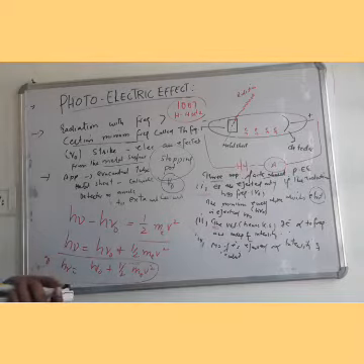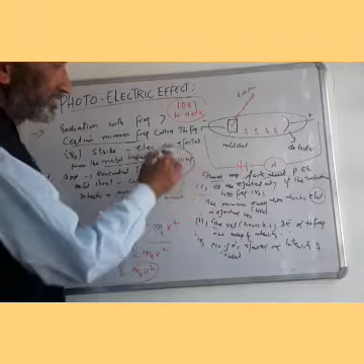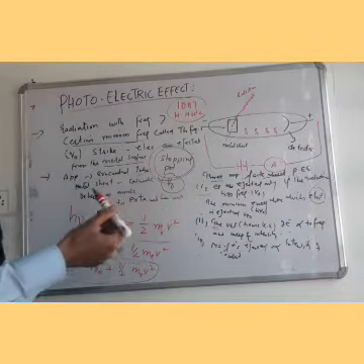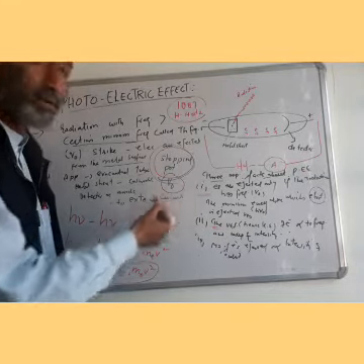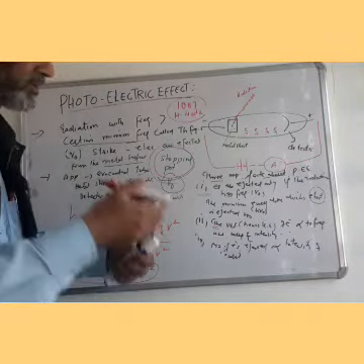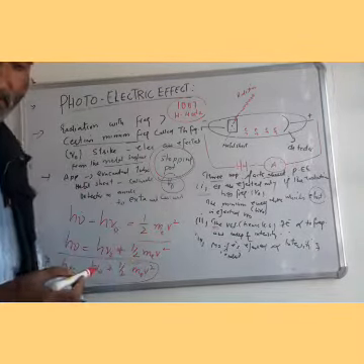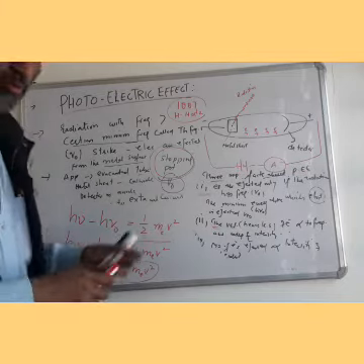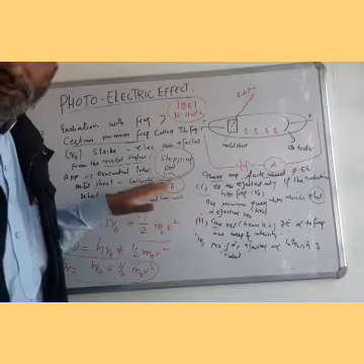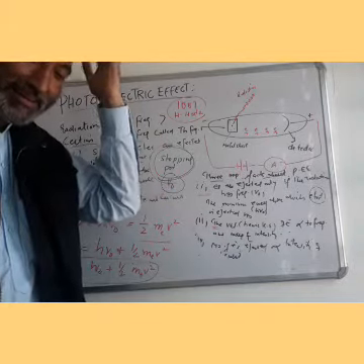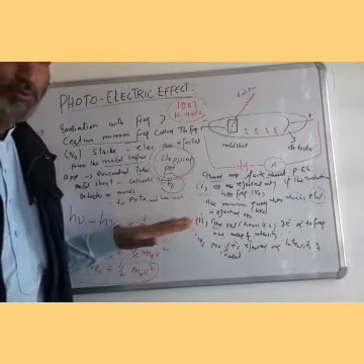So one more point is stopping potential. What is stopping potential? This is the potential applied corresponding to nu zero. The potential applied corresponding to nu zero is known as the stopping potential. What it means is that below this frequency, no current flows. The current flow will be zero.